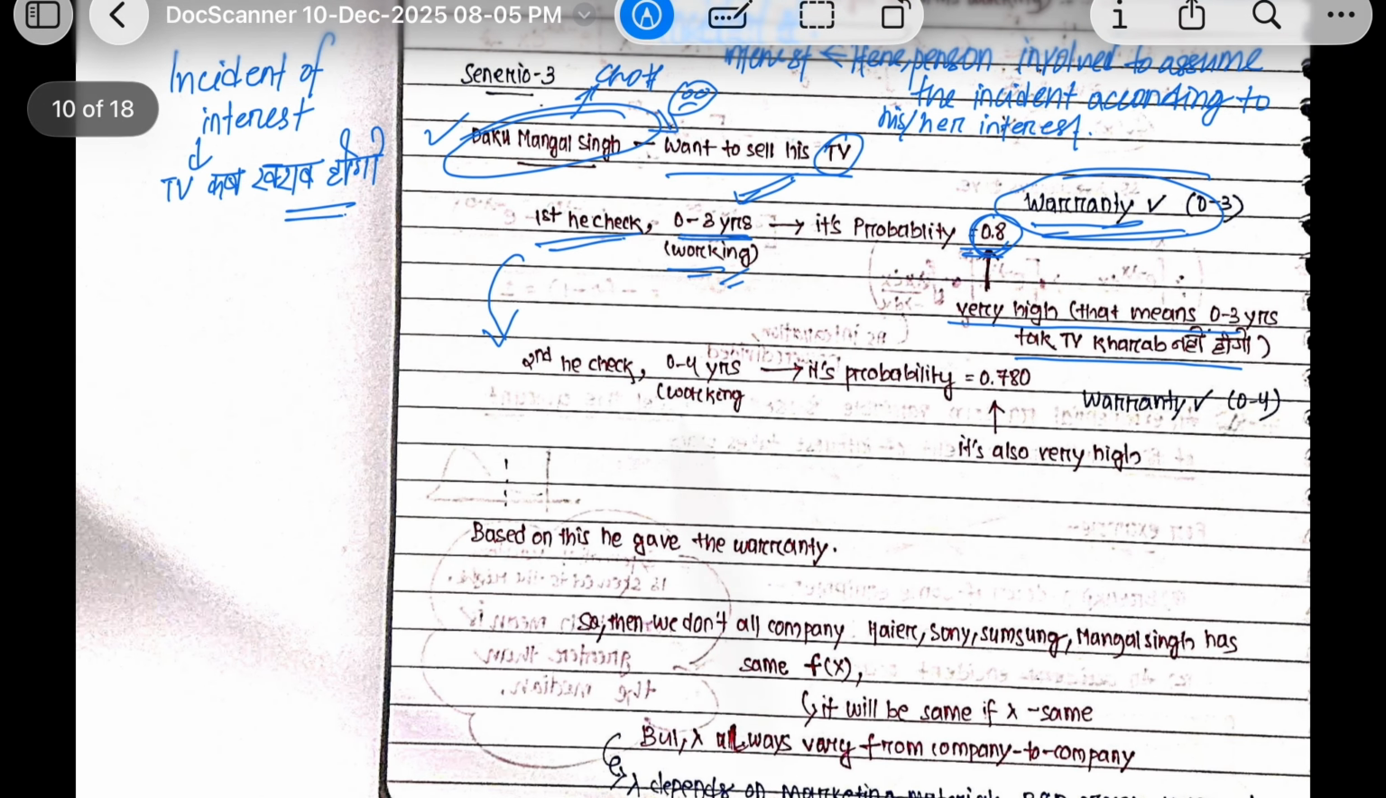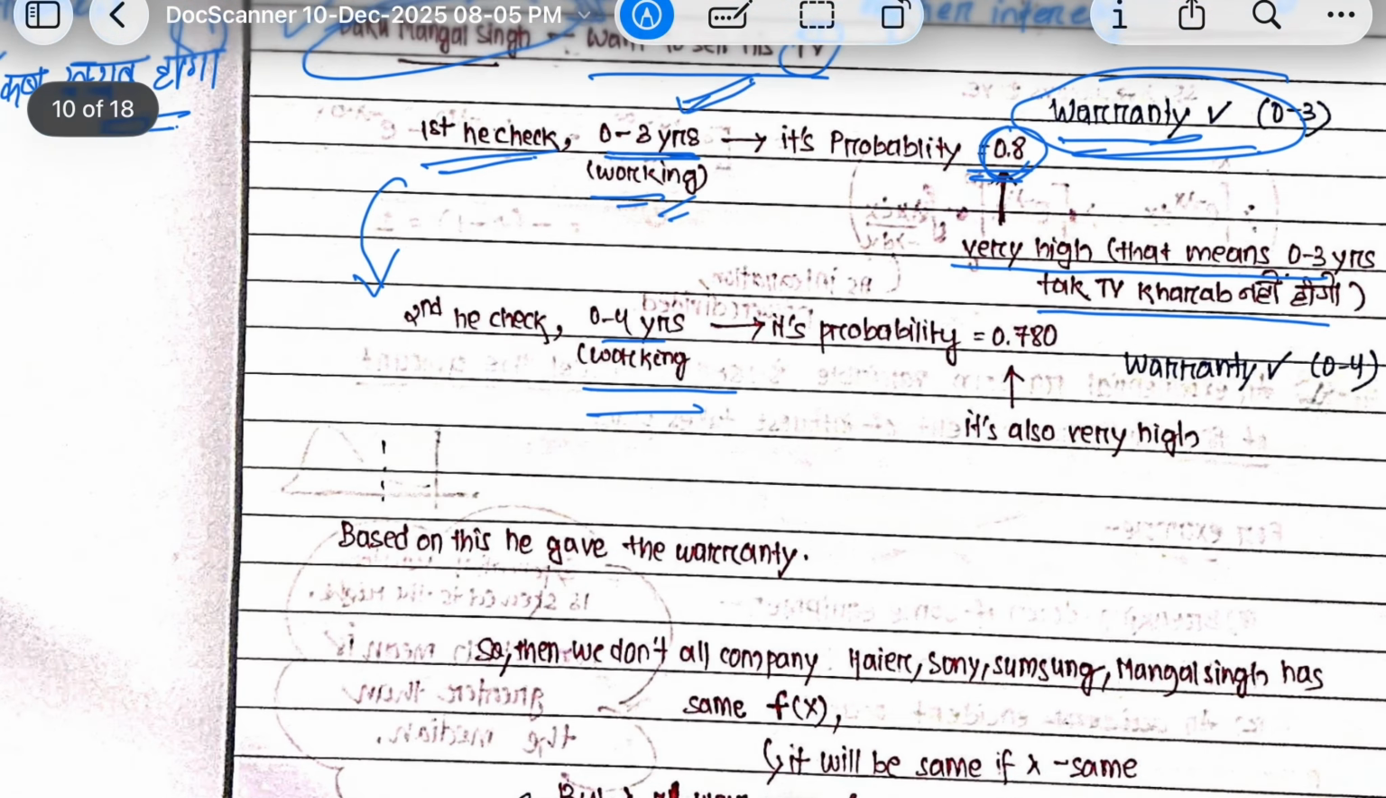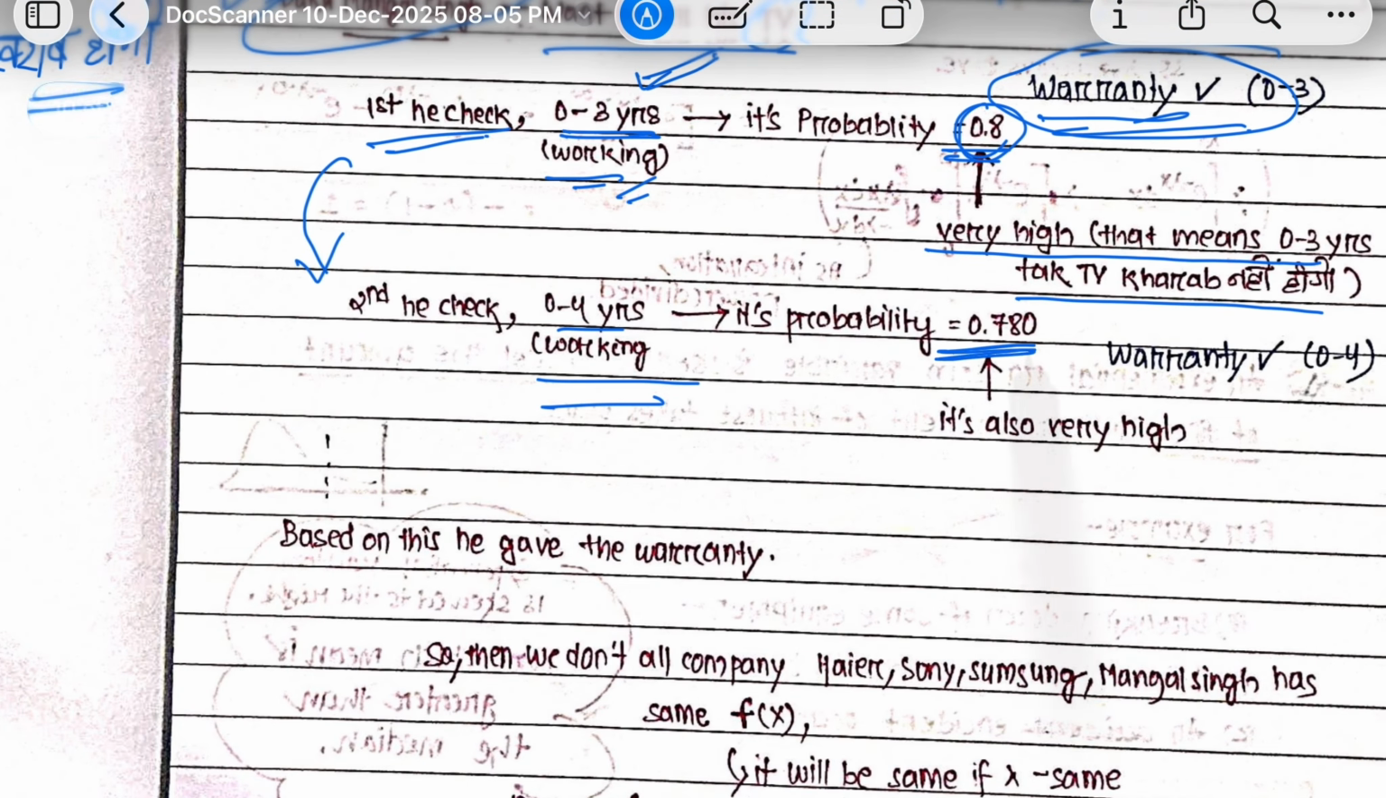That is 0 years to 4 years, that the TV will not give any problem from 0 to 4 years. They also get a very high probability, near 0.8. So they will again check for 5 years, then for 6 years. The probability is 0.5 or less than that.